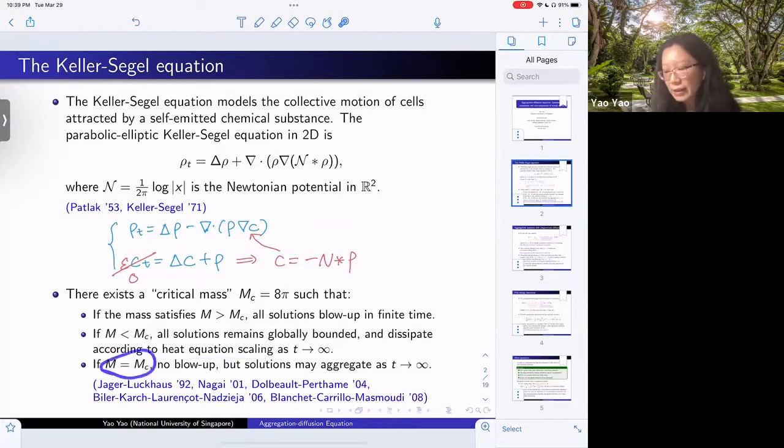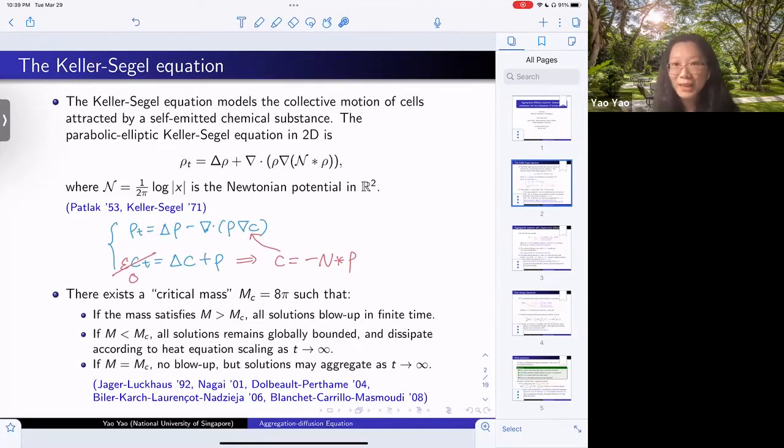And at exactly the critical mass, there won't be a finite time blow up, but the solution may aggregate into a delta mass as time goes to infinity. So this is just a very rough description of what happens in each case. And there has been extensive work in all of these directions to describe the more detailed behavior.